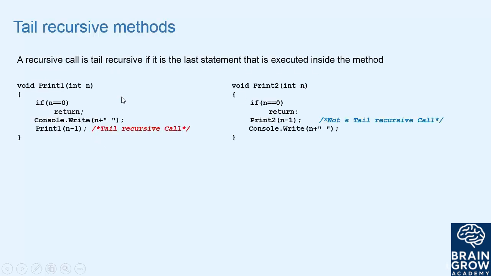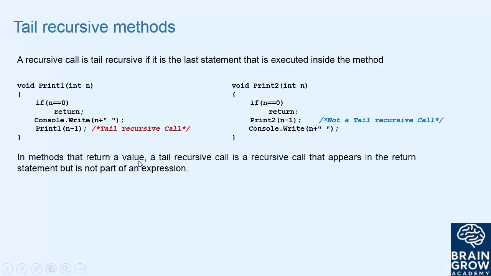In this video, we learn about tail recursive calls and tail recursive methods. A recursive call is tail recursive if it is the last statement that is executed inside the method. For example, in this method, this recursive call is a tail recursive call because it is the last statement to be executed inside this method. While here in this method, this recursive call is not a tail recursive call because it is not the last statement that is executed inside this method.